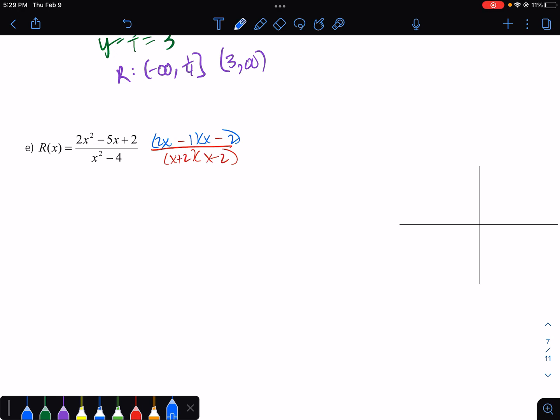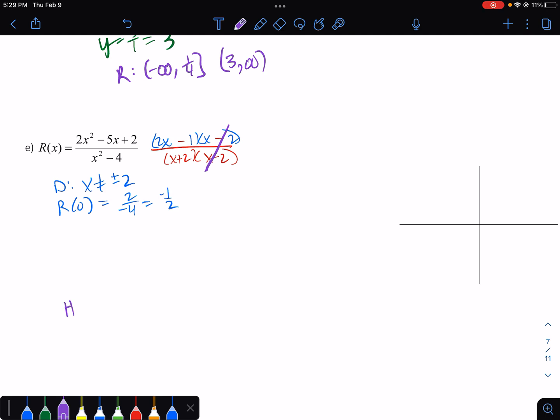Okay, so our domain, we set the bottom equal to 0, so we get x cannot be plus or minus 2. And we're going to check our y-intercept. So our y-intercept is 2 over negative 4, so negative a half. And then we're going to look and see if we can reduce. We can reduce in this case.